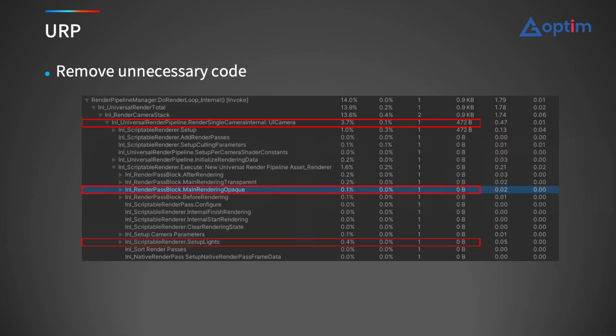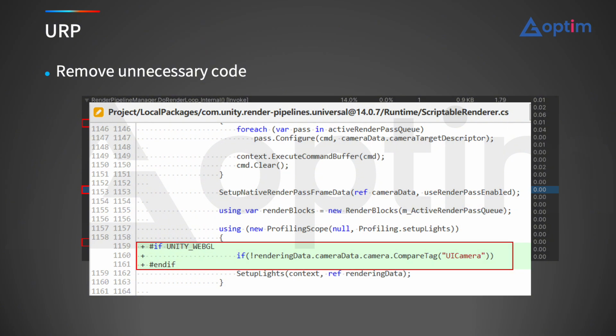Optimizing UI camera rendering. URP also includes some default rendering logic that may be unnecessary for specific cameras. For example, UI cameras typically do not render opaque objects and do not require dynamic lighting. So we added a conditional check in the ScriptableRenderer. If the current camera is a UI camera, skip operations like SetupLights. These small optimizations add up and help reduce total render time.